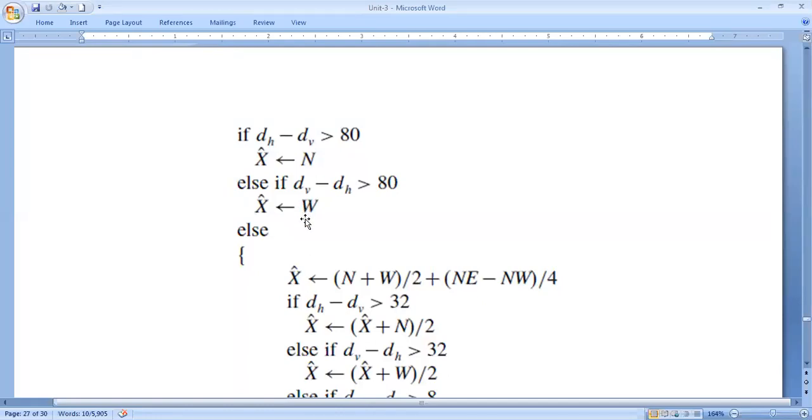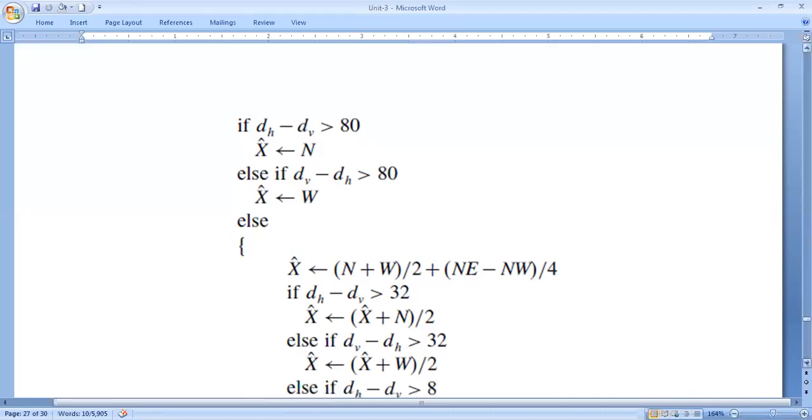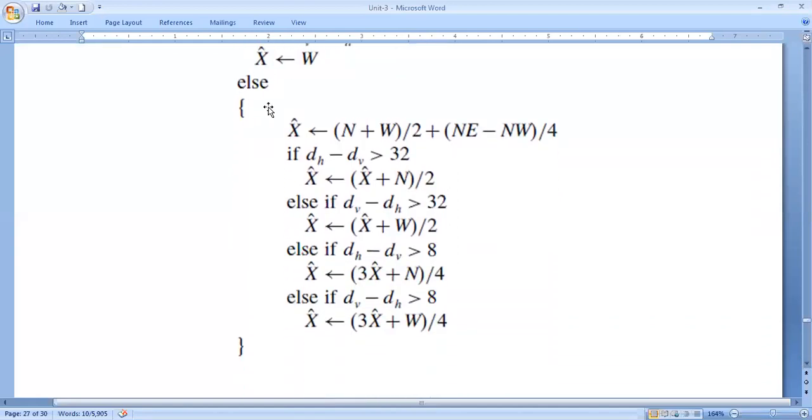And the third one says that if the difference of dv and dh is moderate or very small, then we can compute, or encode, the value of x by taking the weighted average of neighbor values. So how will we take the average of neighbor values? This is the whole sequence of how we calculate, or encode, the value of x with the help of taking the average of neighbor values.